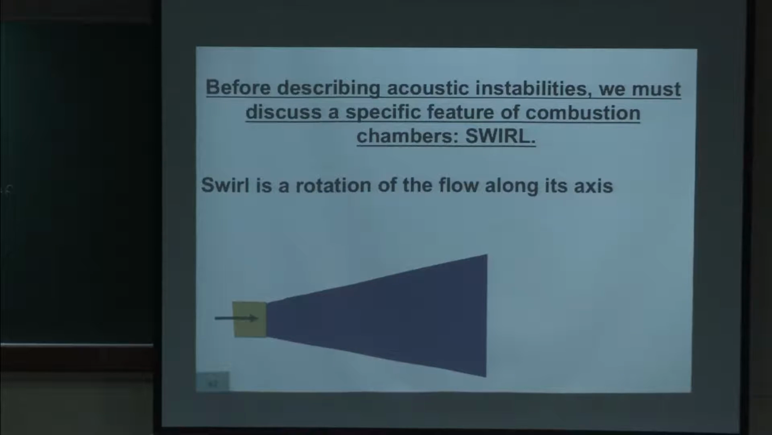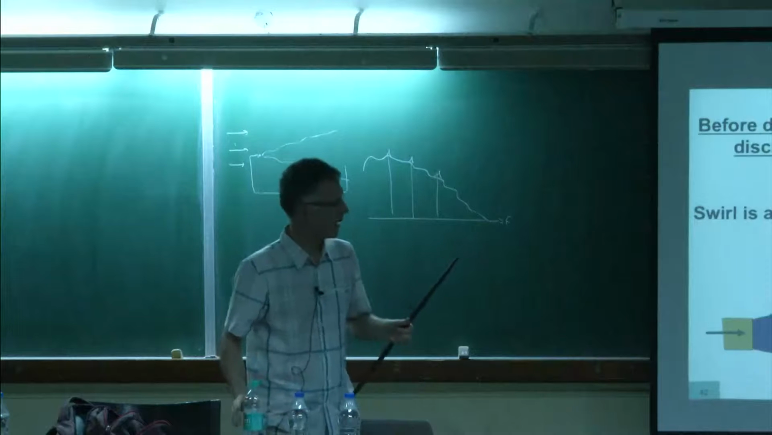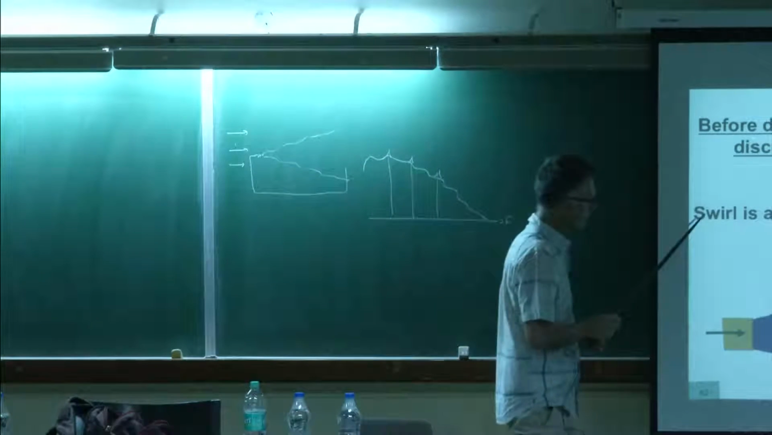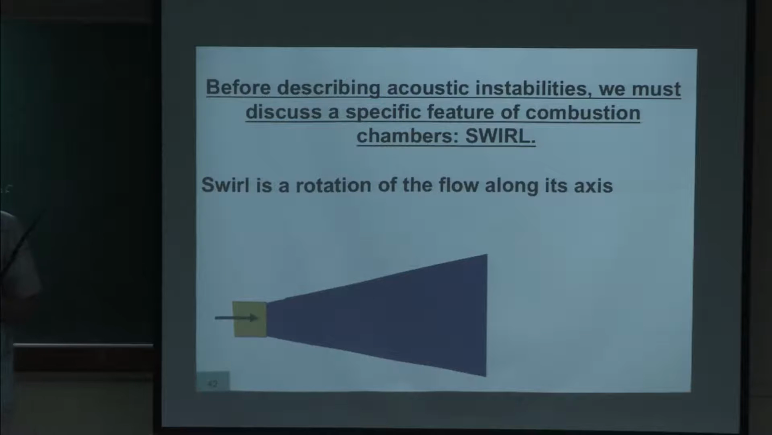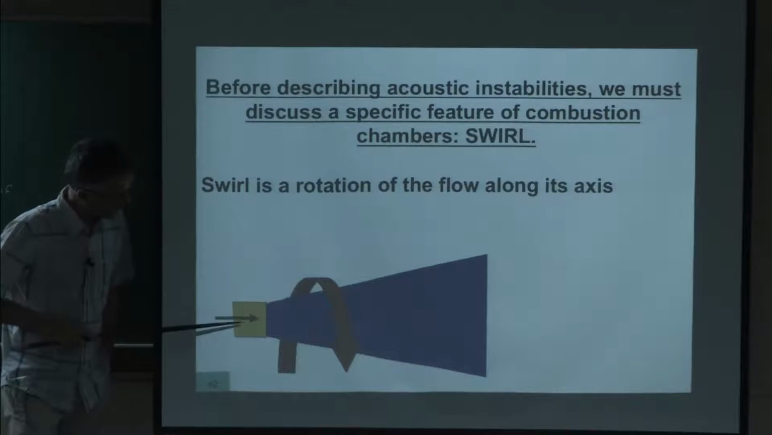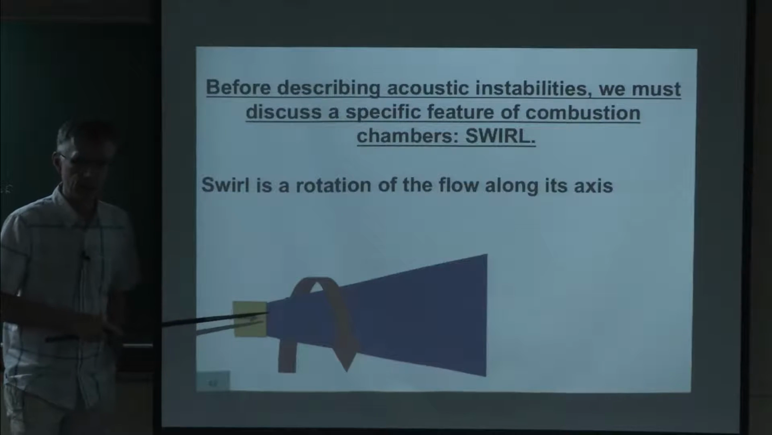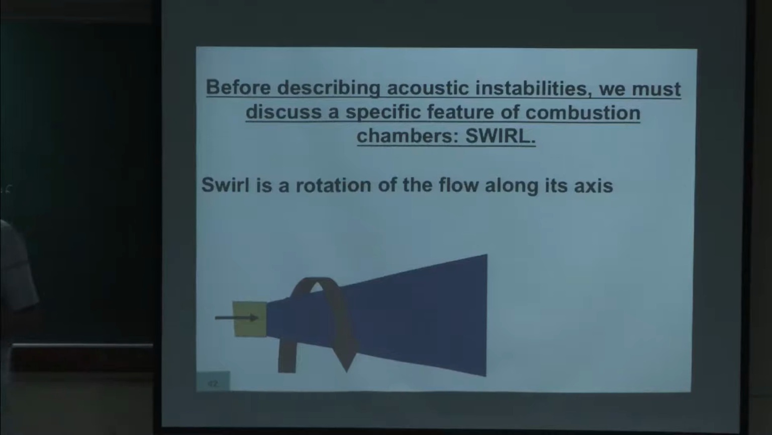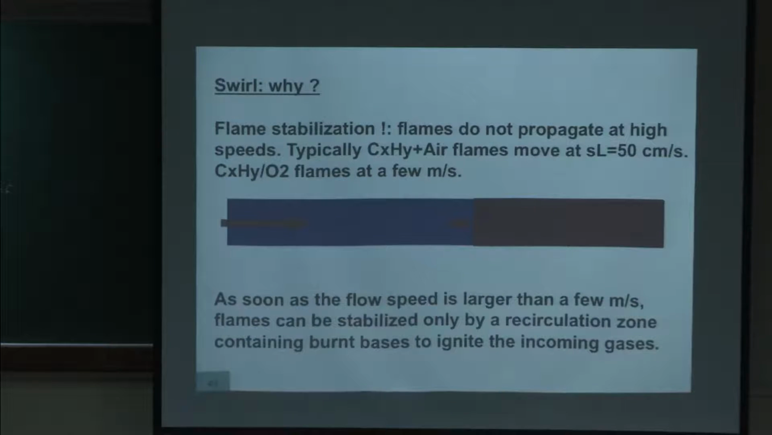So before entering now the world of acoustics, we need to discuss something else, because it is very important in most flames: it's swirl. Maybe 50% to 75% of flames are swirled, and swirl is actually a big source of problems for flames. So swirl is a simple motion that we add to the jets that we inject in the flames to improve the flame stabilization. So why do we do that?